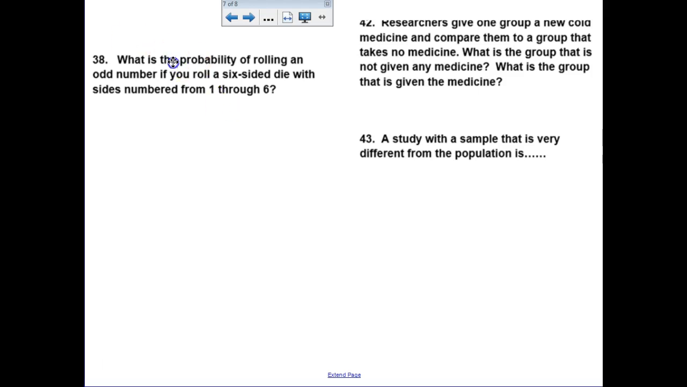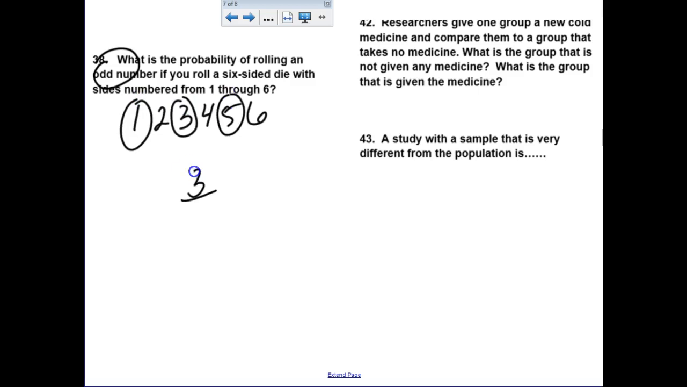All right, a little probability for you. We're rolling a 6-sided die with numbers labeled 1 through 6, like a normal die. And what's the probability of it being odd? Well, odd would be 1, 3, and 5. So that would be 3 out of the 6 outcomes, or 1/2.